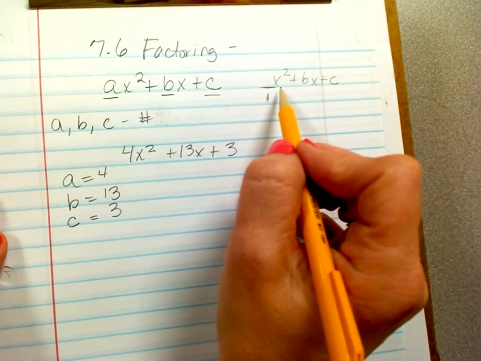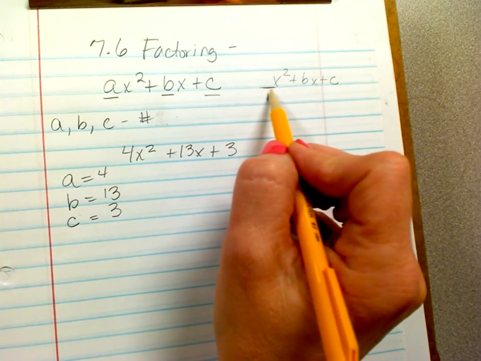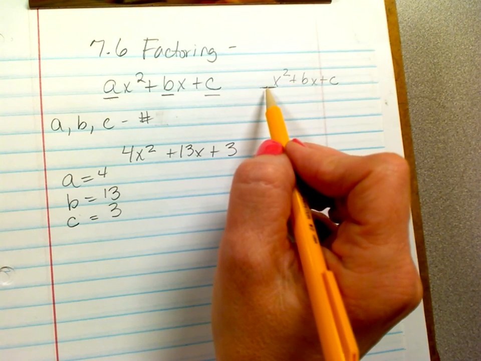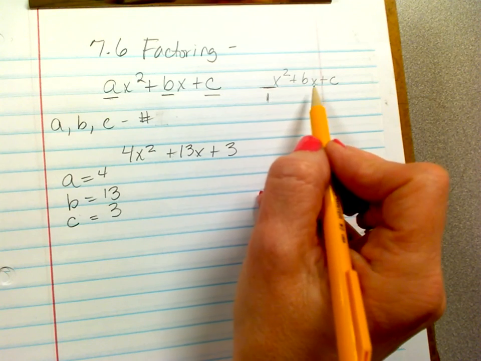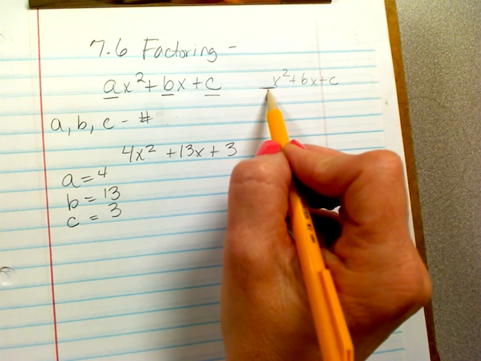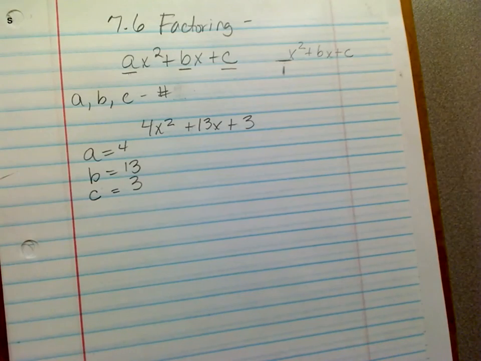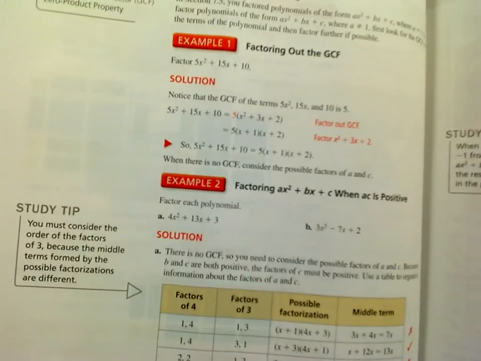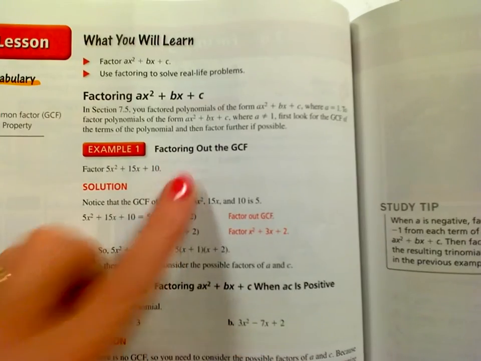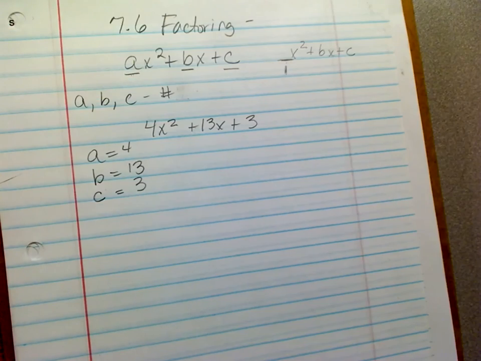When you see a problem like x squared plus bx plus c, meaning the coefficient in front of the x squared is always 1, that's what we were doing in 7.5. We're factoring when the coefficient here is 1, but now it's going to change. So looking at your book, you should have it open to the same page, 392. We're going to look at factoring out what we call the GCF.